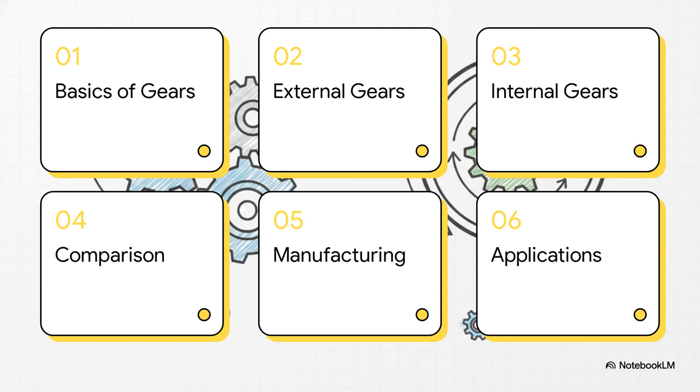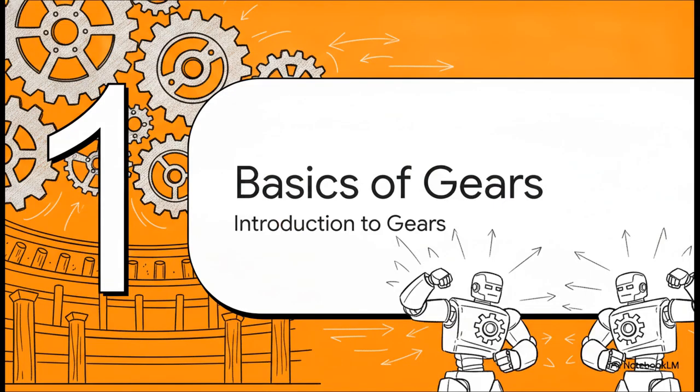So, here's the game plan for today's explainer. First, we'll quickly cover the basics of gears. Then we'll break down external gears, followed by internal gears. After that, we'll put them in a head-to-head comparison, look at their manufacturing and materials, and finally, check out some real-world industrial applications. All right, let's kick things off with Section 1, the basics of gears.